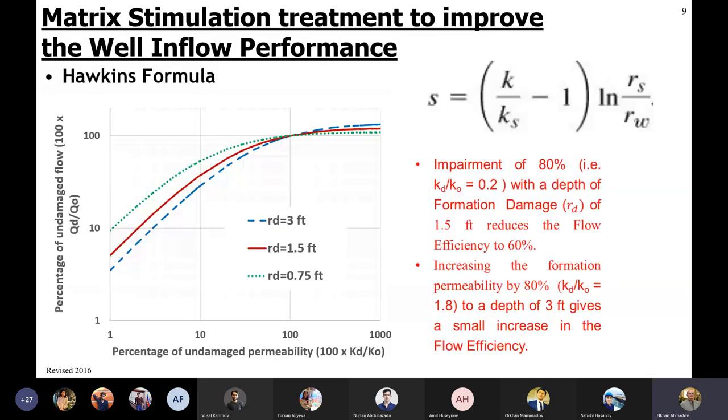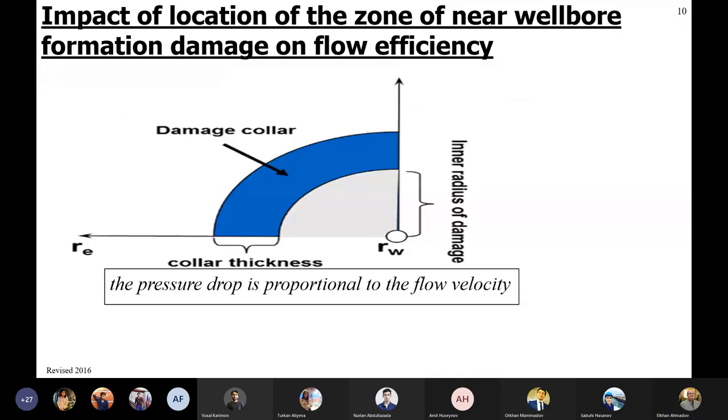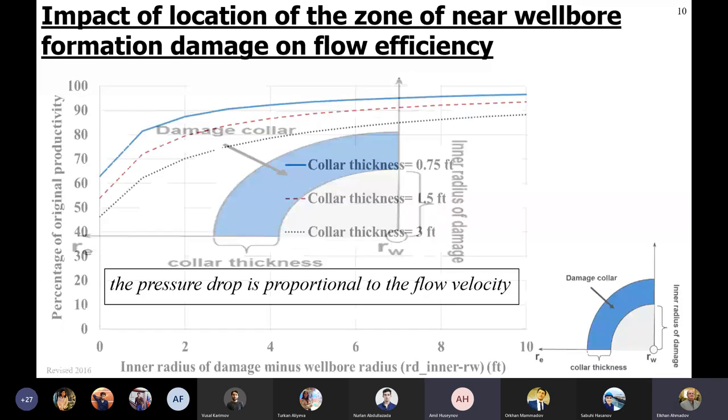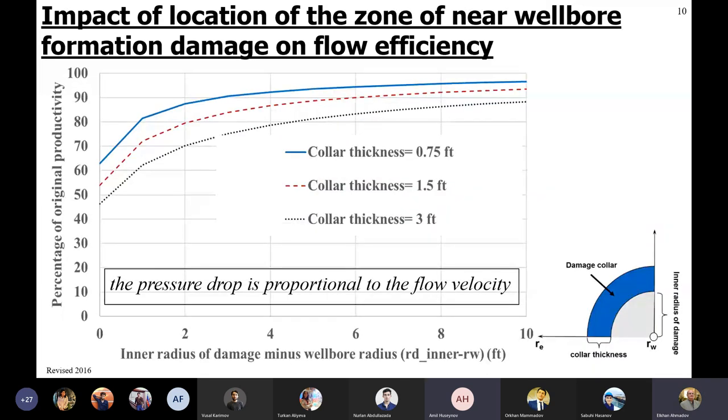Which graph are you seeing now? I am seeing 10. Now 10, page 10. Okay, it's not the one that you want? Yes, it's not the one I want. Page 11. Can you go to page 11? Okay, I'm on page 11.